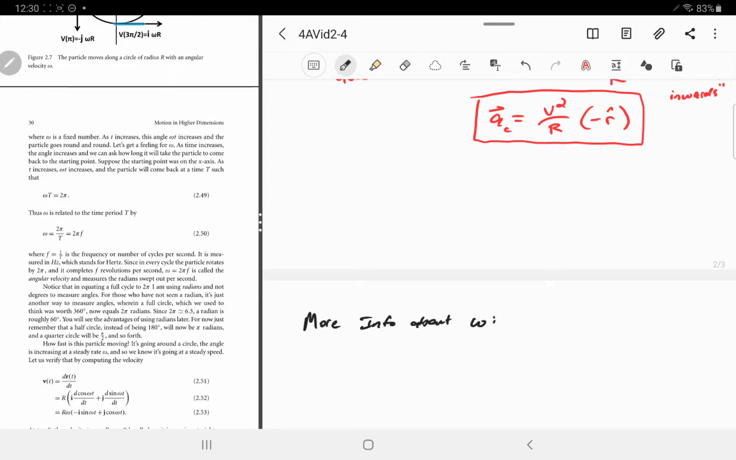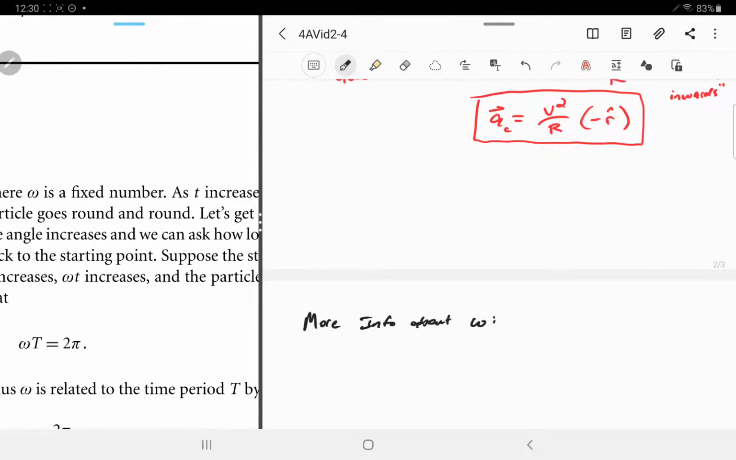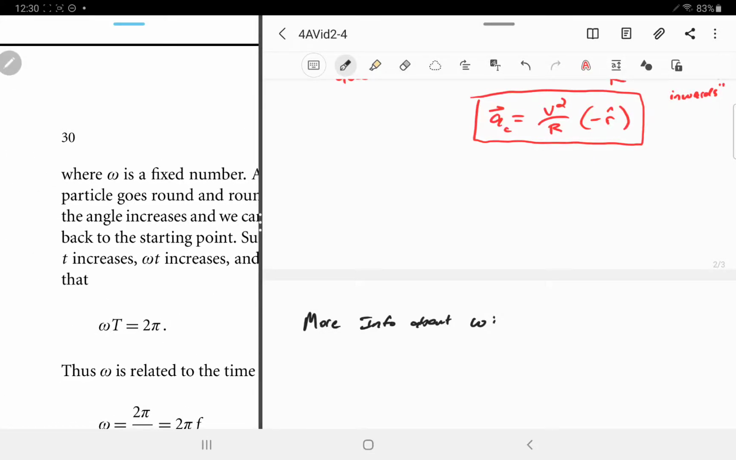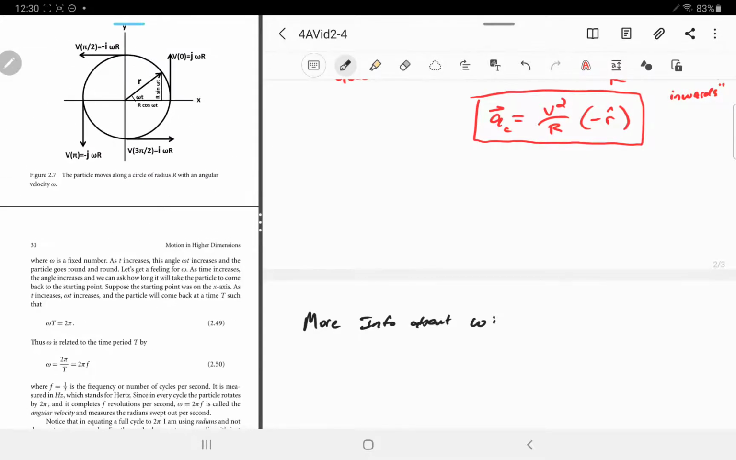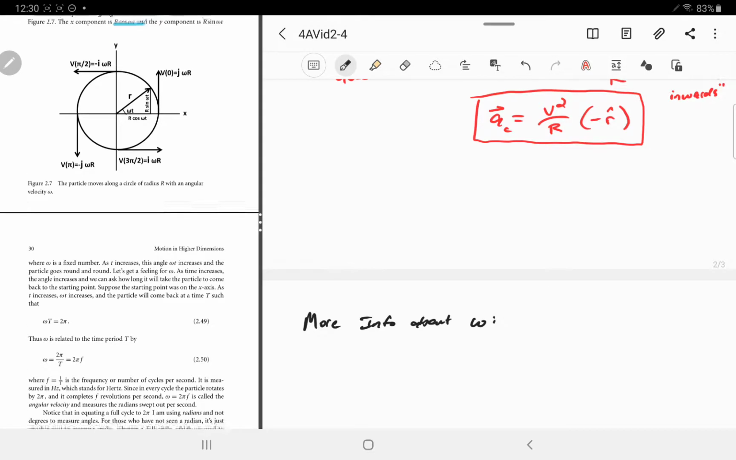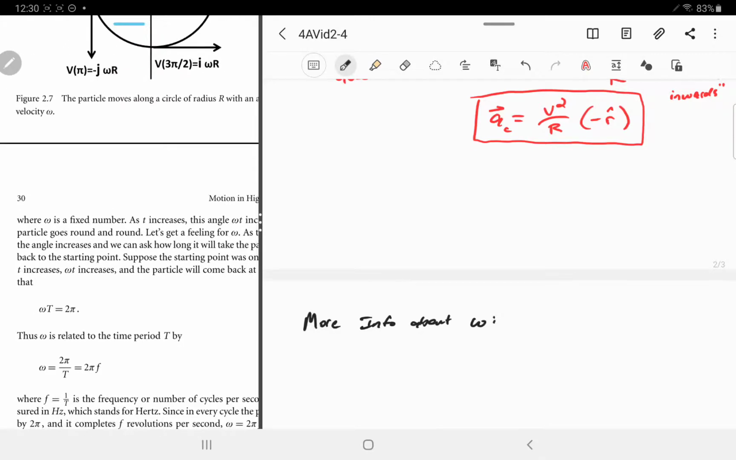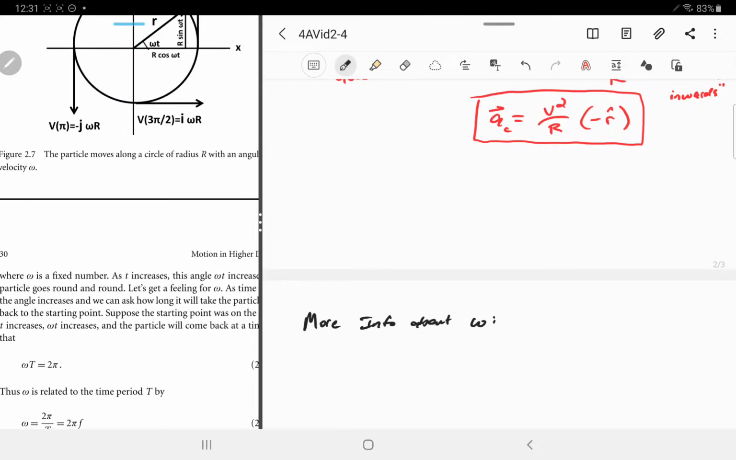So I skipped over this part in the book, but your book introduces another thing right here, this capital T. So omega is going to be a constant. The bigger omega is, the faster the thing is moving around a circle. So given omega, you can also introduce this thing called capital T, which is the amount of time it takes for the particle to go all the way around the circle.